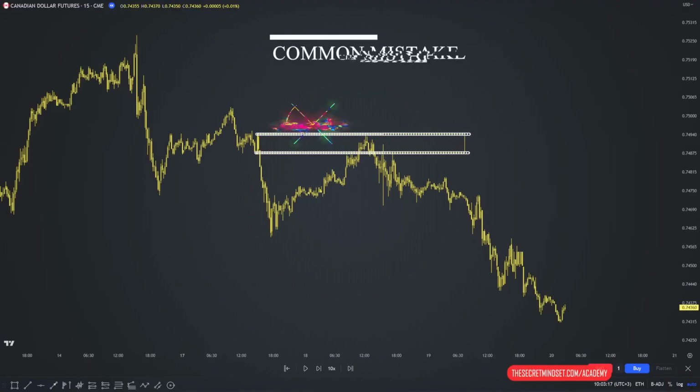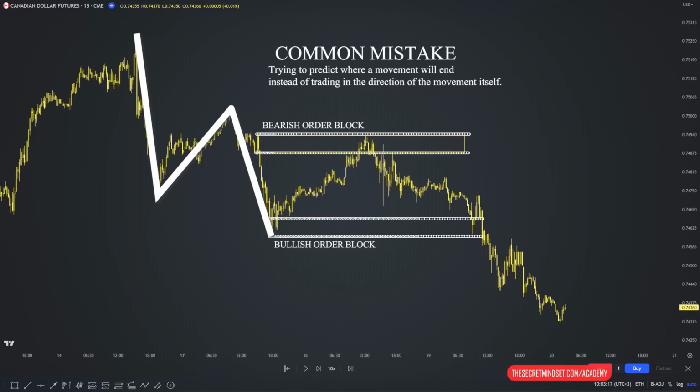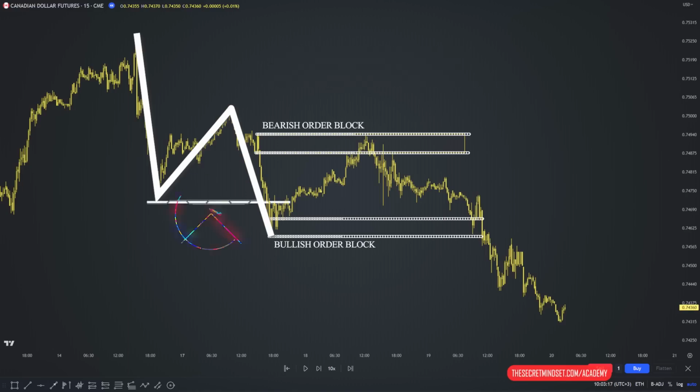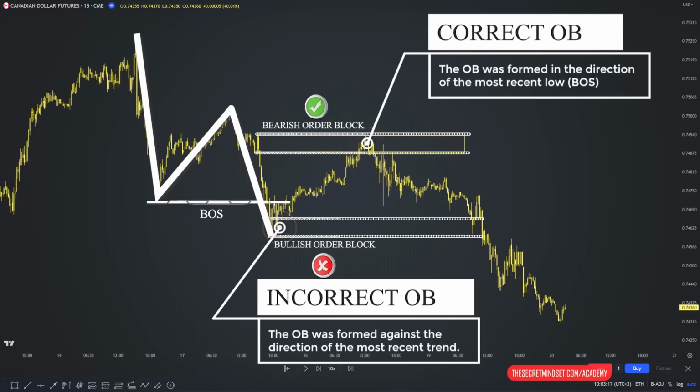Now, most of the traders who trade order blocks try to predict where a movement will end, instead of trading in the direction of the movement itself. What these traders typically tend to do is to mark all the order blocks which the market hasn't encountered yet, and wait for the price to enter these zones before going either long or short. Usually, these zones were created a long time ago, which means they don't have a high chance of causing a reversal anyway. We talked about that. Meanwhile, as these traders wait for the market to hit these old zones, there are plenty of new zones forming in the direction of the current movement that they are ignoring.